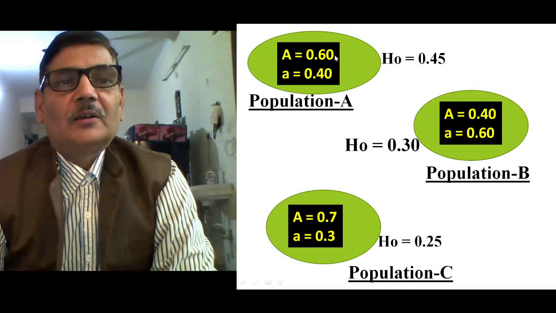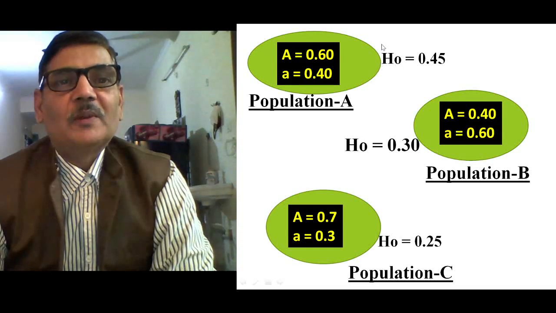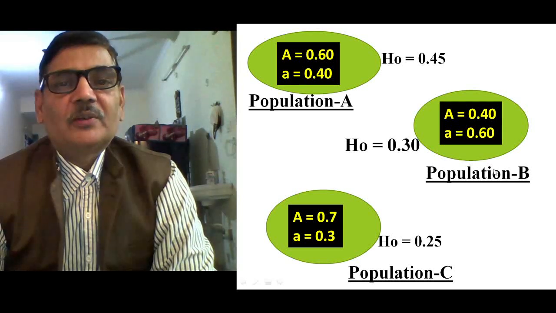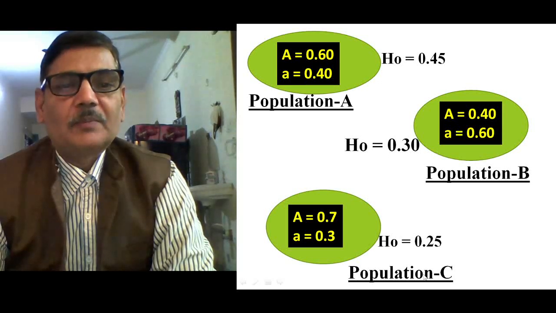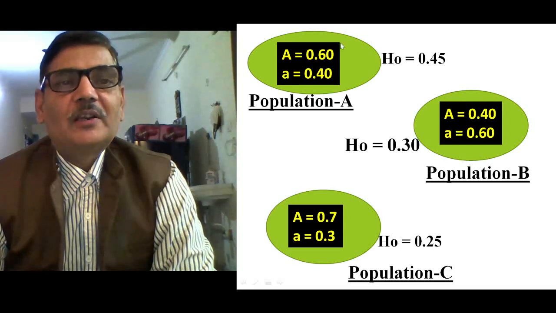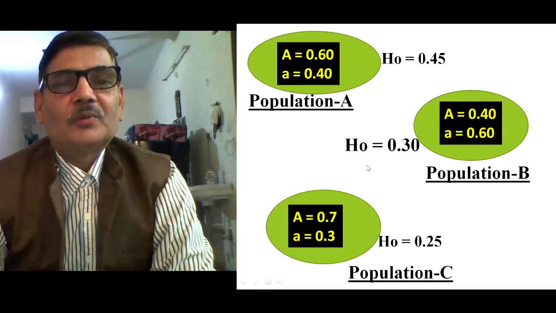In population A, the observed heterozygosity, based on the genotype, which is indicated by HO, comes to 0.45. In case of population B, the observed heterozygosity is 0.30. And in case of population C, the observed heterozygosity is 0.25. So we have data of this type. Now we wish to know to what extent these three populations are genetically differentiated.